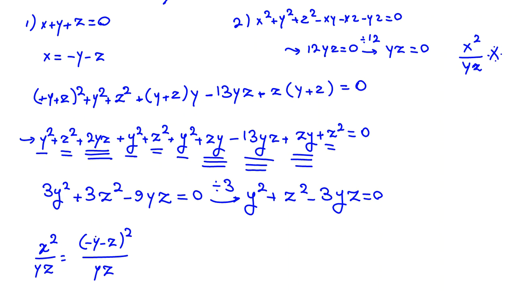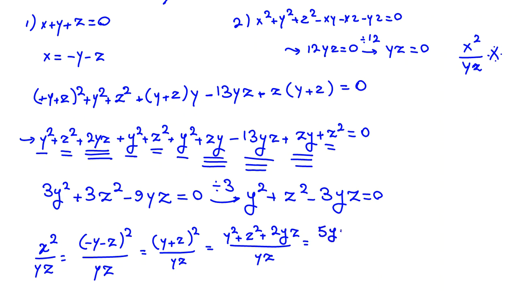Here, because we want to raise to the power of 2, we can write it as (y plus z) over y. So it will be what? It will be y squared plus z squared plus 2yz over yz. Y squared plus z squared is 3yz, plus 2yz is 5yz over yz, which will be 5. Okay, so the whole solution is this.